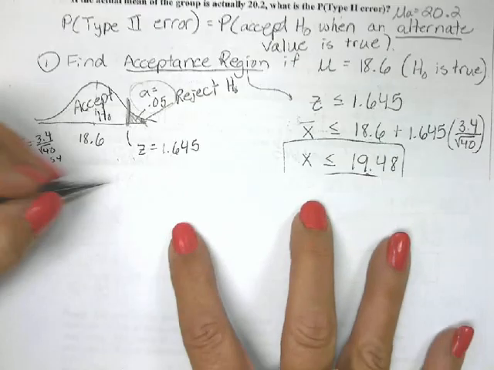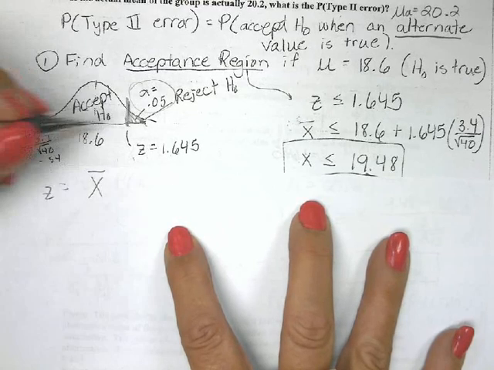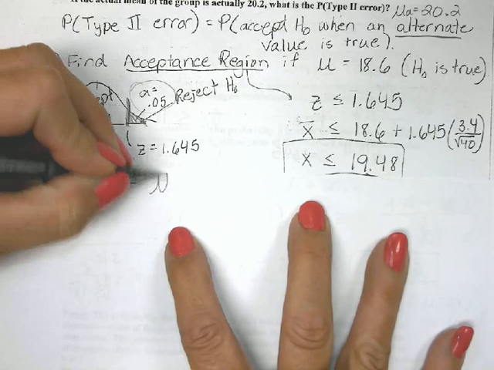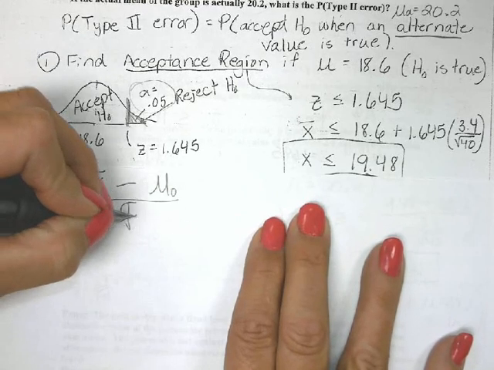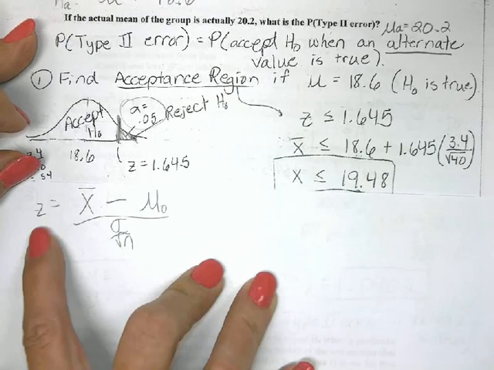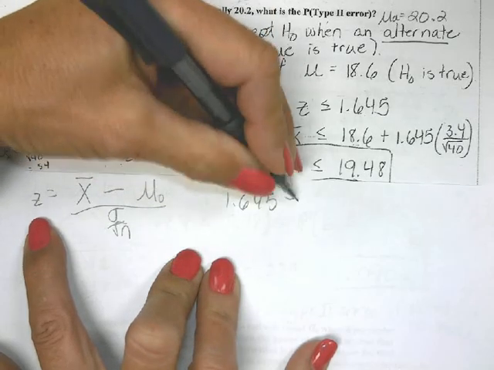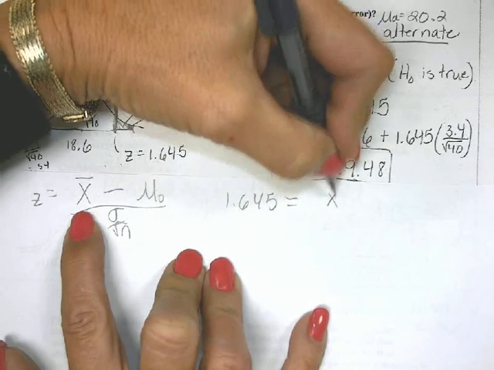And so we could use this idea that a z-score is equal to my number, the X bar I get, minus what I'm assuming to be true, divided by the standard deviation over the square root of n. And so I'm transforming that number. I know the z-score is that 1.645. I know that I'm trying to find what this X bar is.